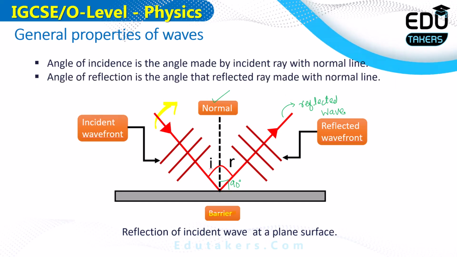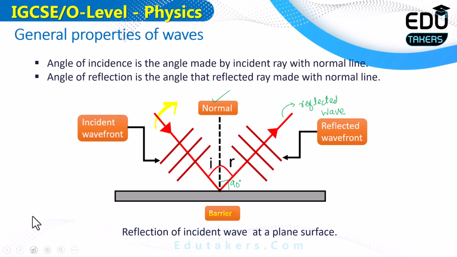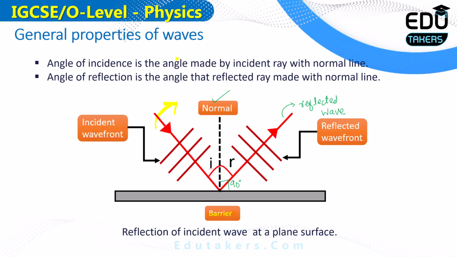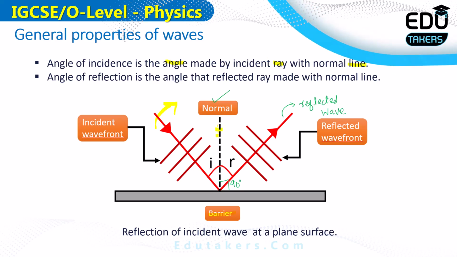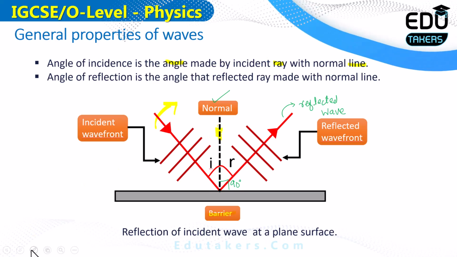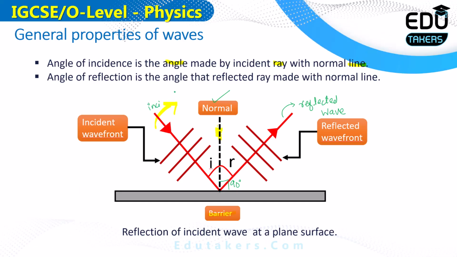Now you can see here the definitions of the angle of incidence and the angle of reflection. What is the angle of incidence? Angle of incidence is the angle made by the incident ray with the normal line. The normal line is basically the dotted line, but the incident line is basically shown by the red. Let me write here incident wave. So the incident wave makes an angle I with the normal line.